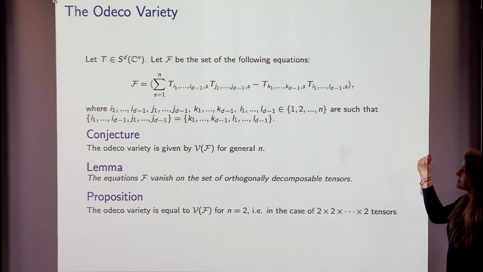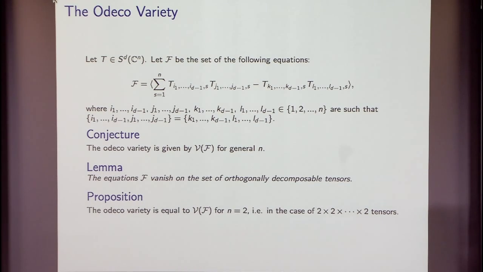Okay, and so I conjecture that these are the equations defining the Odeco variety. It is pretty easy to see that they vanish on the set of Odeco tensors. The reason we take this sum is that if your tensor is orthogonally decomposable, some of these v_i's are going to be dotted together, and that's why we have this sum from 1 to n, because of this dot product. I've been able to prove it for 2 by 2 by 2 by 2 tensors, but not for larger, so if you can do it, that would be great.